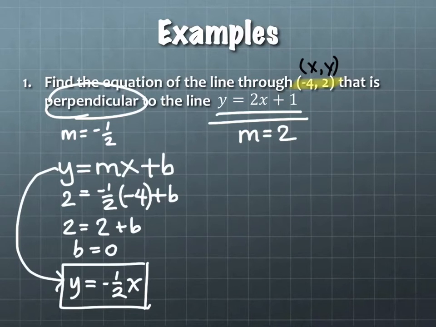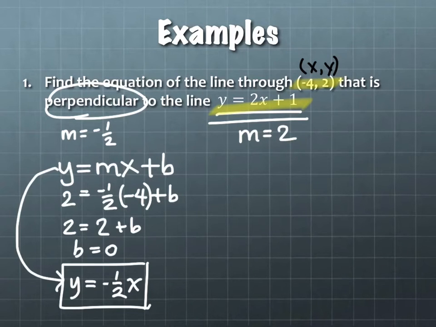I'm sorry, I'm late. Where did you get the 1/2 again, the negative 1/2? So we came up with the negative 1/2 because we used the other line that was given to us. The other line that was given to us had a slope of 2, and perpendicular lines have negative reciprocal slopes. So the negative reciprocal of 2 was the negative 1/2. Okay? So this is one way to do the problem.